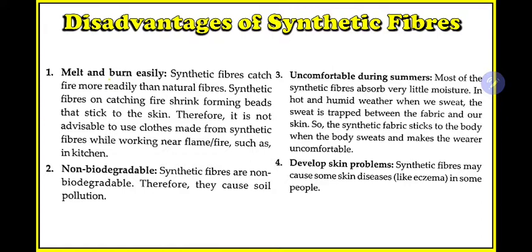Now we will see some bad features also. First bad feature is melt and burn easily. You have heard this many times whenever any person gets burned due to fire. For example, a woman is cooking and suddenly fire catches her sari. You just ask whether she was wearing a cotton sari or a synthetic sari. People will say, okay, she was wearing a synthetic sari. Because in most of the incidents, what happens? People wear synthetic sari and then they become negligent, but they do not know the science that synthetic sari catches fire so easily. So this is one of the demerits, that synthetic cloth catches fire too easily and they get burned easily.